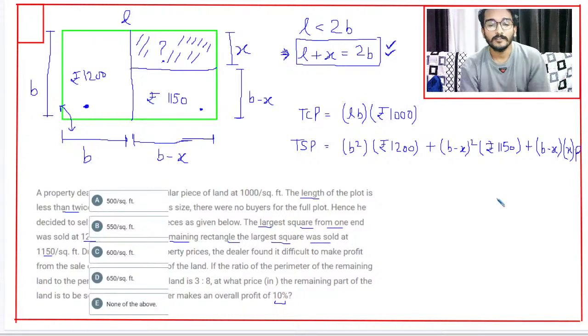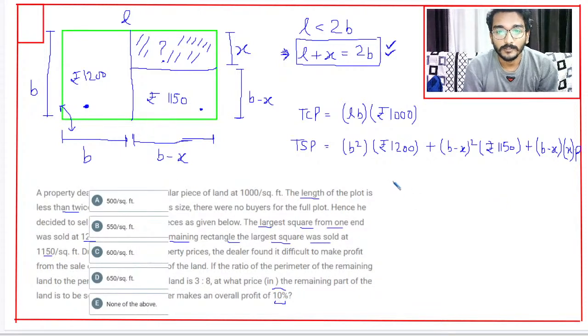Okay, fine. So we have a relation between total cost price and selling price. The relation was 10% profit. So when I apply this 10%, I can say this total cost price. Here I'm plugging the value of length. The length is 2b minus x.